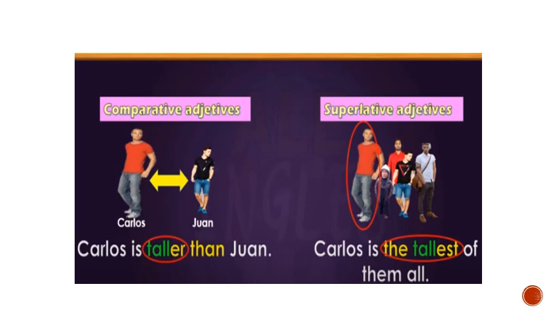Here we compare Carlos with the others. So we compare one with the whole group. In this case, we use the superlative form.